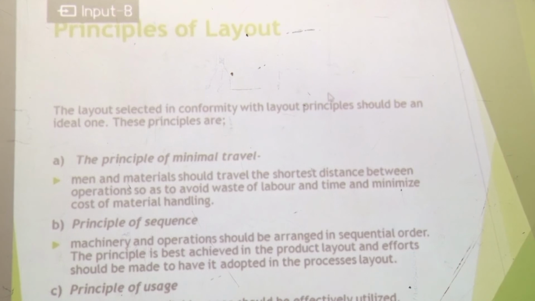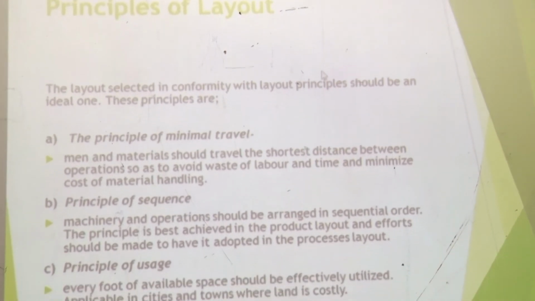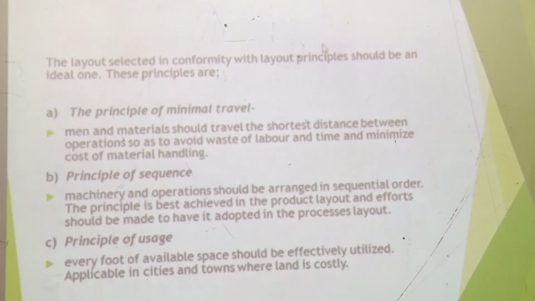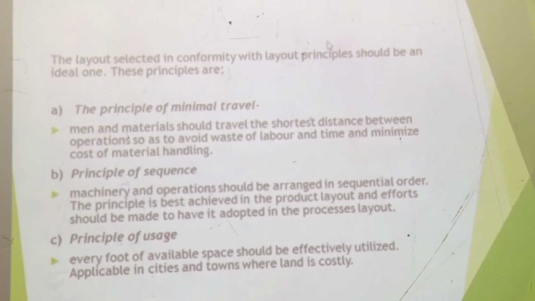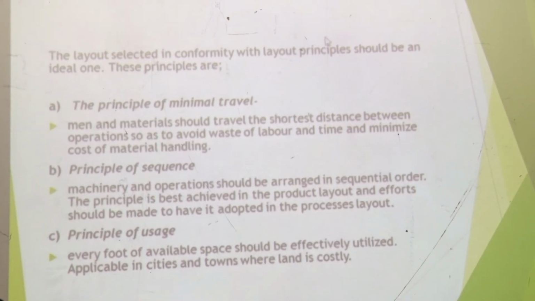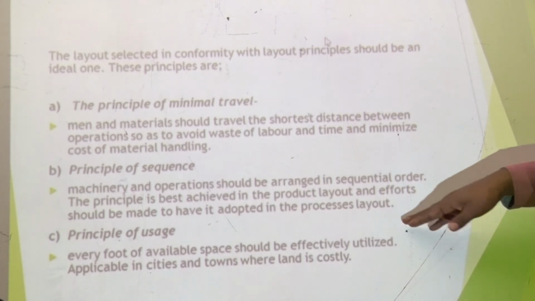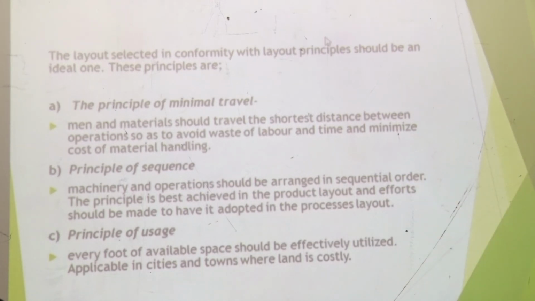The other one is the principle of sequence. Machines basically are supposed to be arranged in a particular sequence, and that will enable you to achieve what is called the product layout, and this will be the best for your organization.